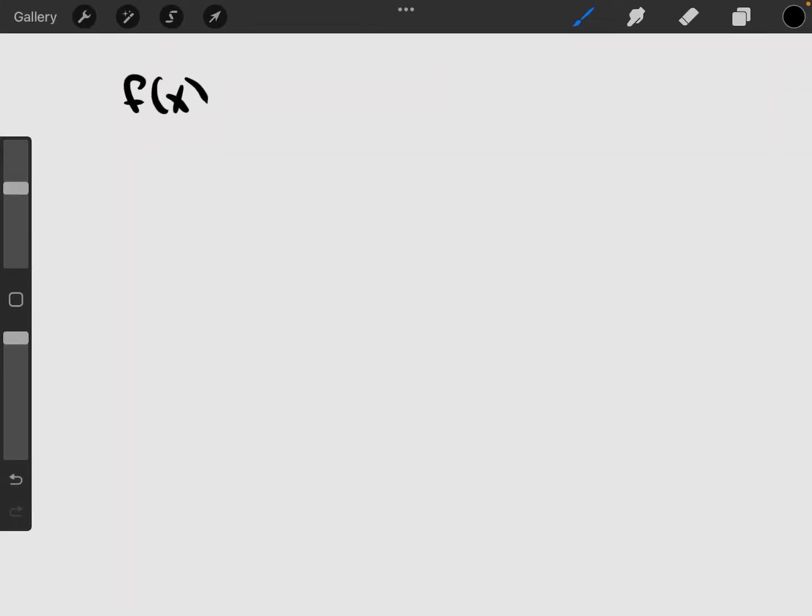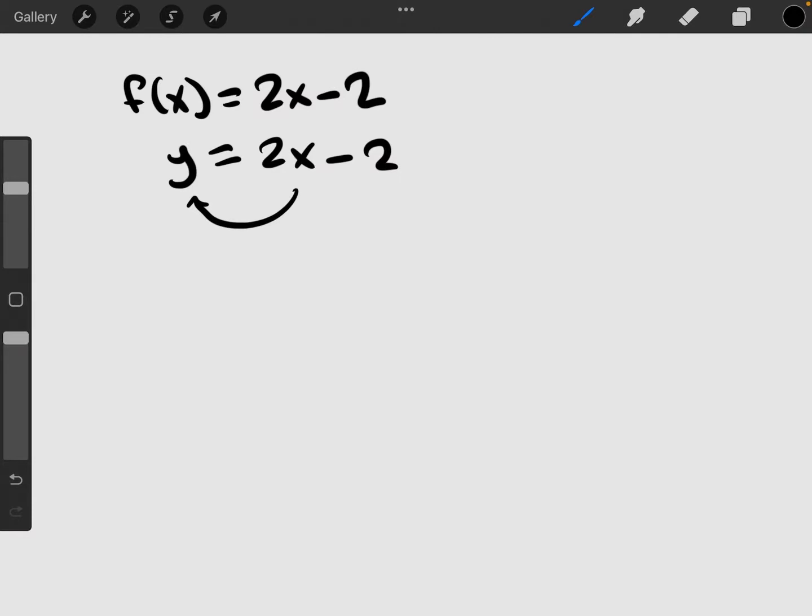For this next example, we have f of x equals 2x minus 2. Pause the video to try it out. Okay, so remember now, first step is to have the f of x value into a y value. And so we write it as y equals 2x minus 2. And then we have to switch y with x. This leaves us with x equals 2y minus 2.